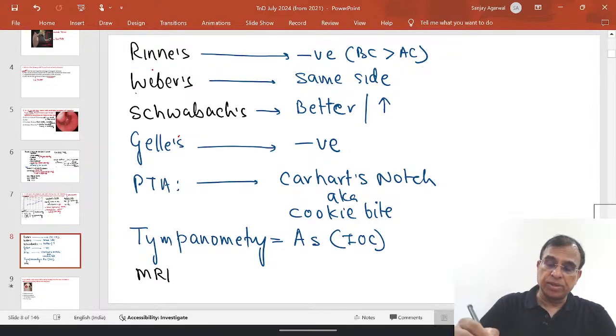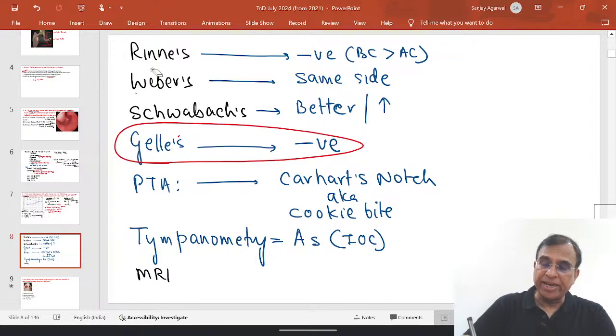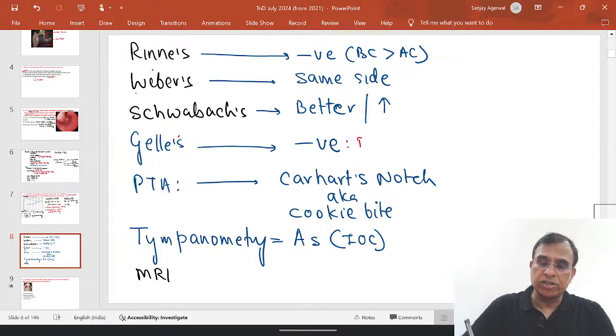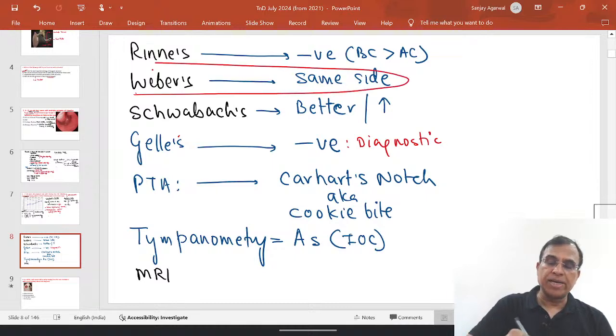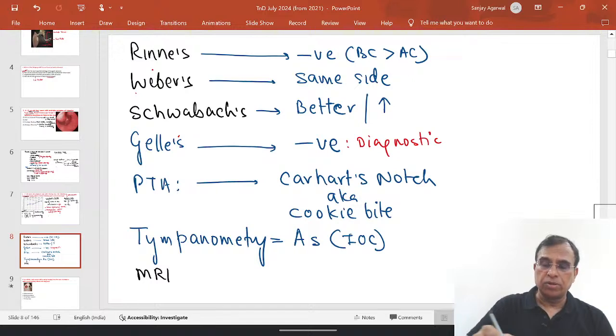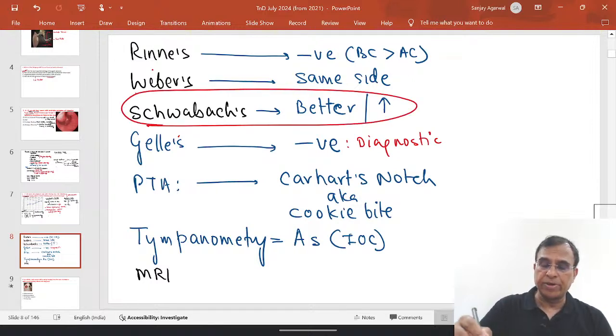Gelle's will also be negative. Negative Gelle's is taken as diagnostic of otosclerosis, almost like diagnostic. Weber will be lateralized to the same side as the disease. Schwabach will be better than the examiner, or it will increase compared to the examiner.